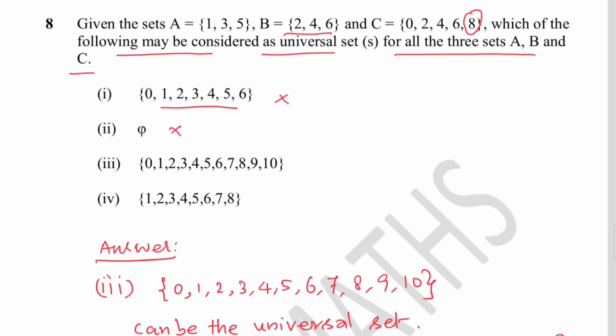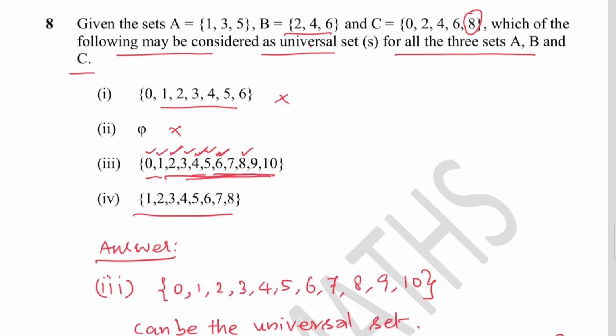The empty set is not a universal set. And the third one is {0, 1, 2, 3, 4, 5, 6, 7, 8, 9, 10}. When you see that, you get all the elements. Set A has 1, 3, 5, and you have 1, 3, 5. Set B has 2, 4, 6, and you have 2, 4, 6 here. And set C is 0, 2, 4, 6, 8, and here also 0, 2, 4, 6, 8. So it has all the elements of all three sets. Therefore, this can be the universal set.